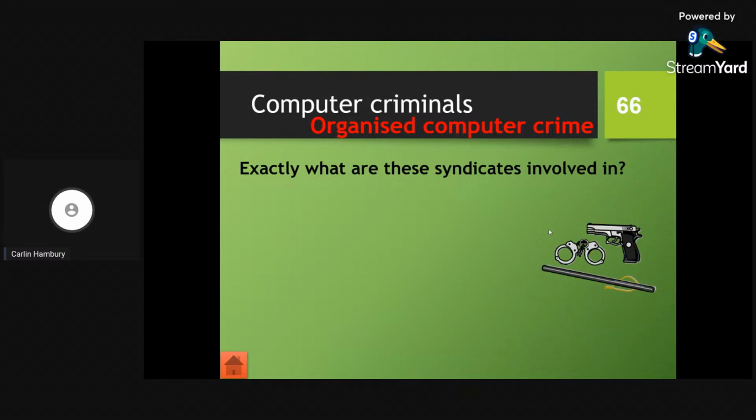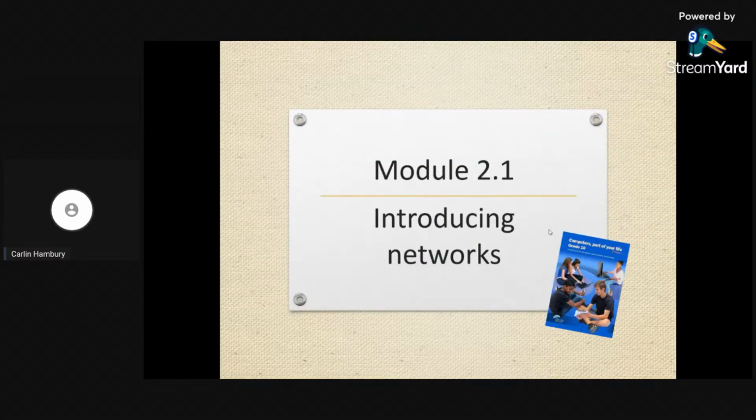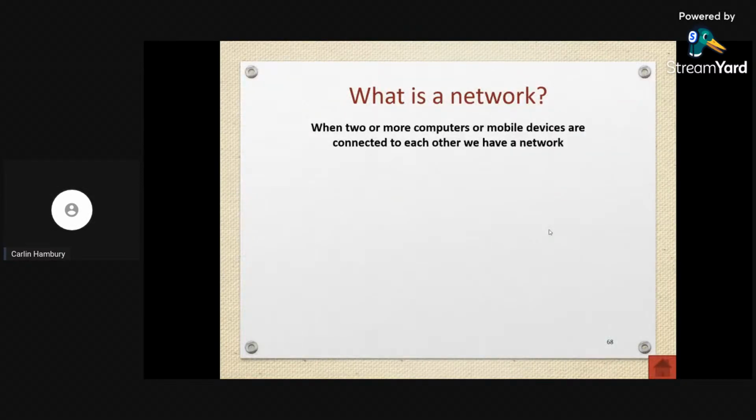Okay. Organized computer crime. Exactly what are these syndicates involved in? These guys run spam businesses. This is where all these messages and emails come from. They want to steal secrets. They specialize sometimes in copying and selling CDs and DVDs illegally. Because think about it, the guy who's standing on the corner selling all of these DVD movies, somebody had to copy it. Somebody had to get it. Somebody had to make the covers for it. Put all of those things together. So you've got a whole group of people, what we call a syndicate around this, and you can use computers to forge documents as well. Okay, sad but true.